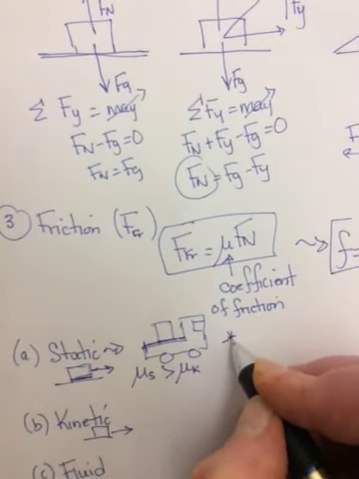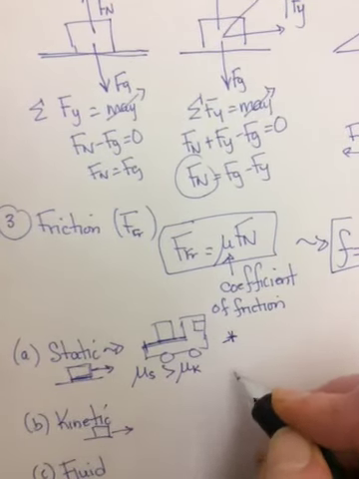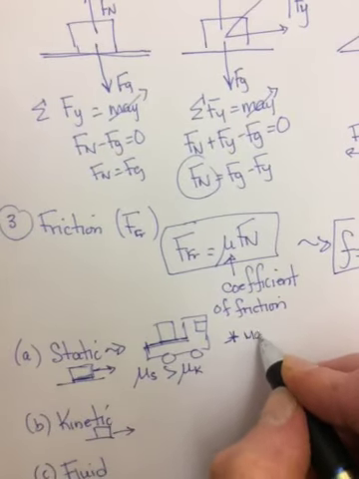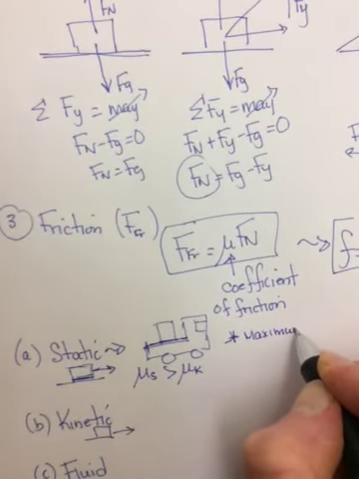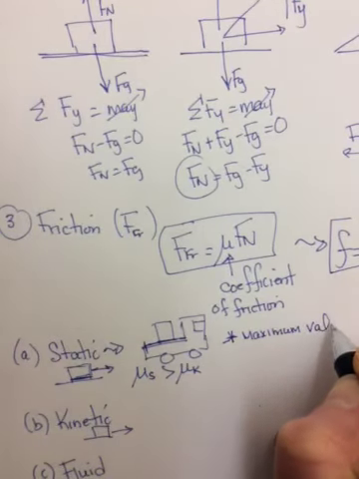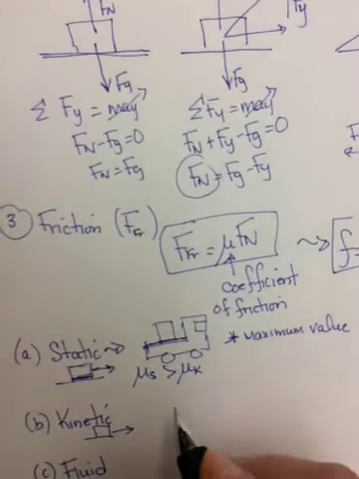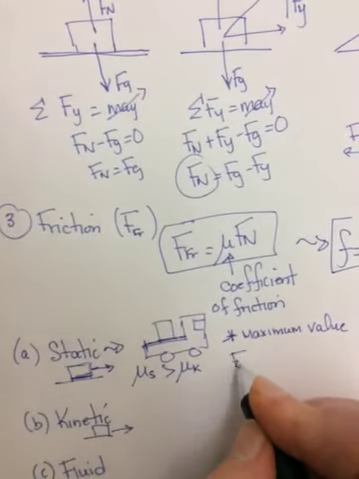The other important thing about static friction is that it varies up to a maximum value. Okay? It varies up to a maximum value. It's not always the same value. What you find with the mu is the maximum value.